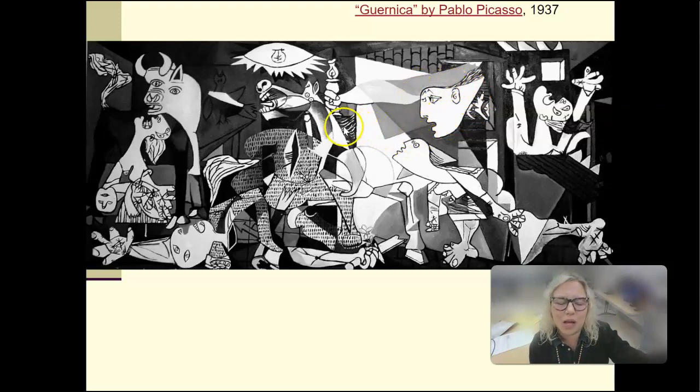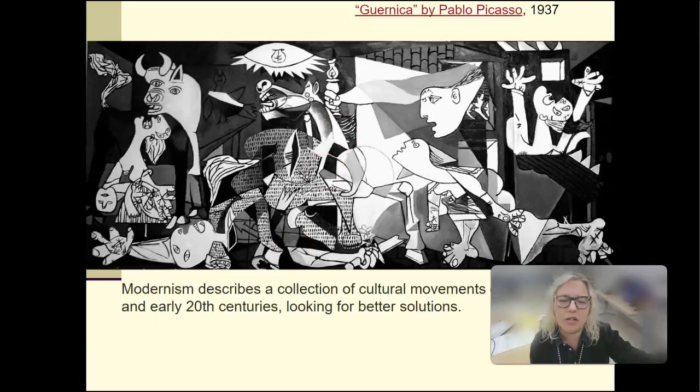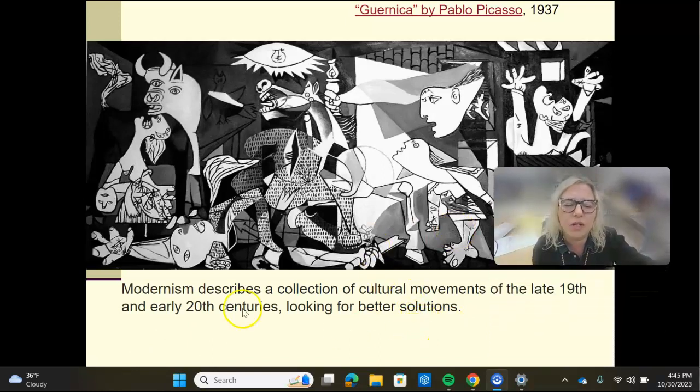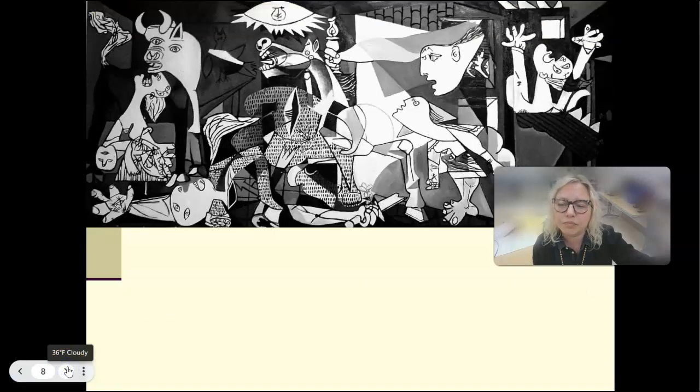Lots of movement within the two-dimensional figures and lots of different subjects. So let's take a look at what modernism is all about. Modernism describes a collection of cultural movements of the late 19th and early 20th century looking for better solutions. And this painting was in response to a war that was happening, and Picasso wanted to present the horror of the war so that people could respond, perhaps end it.